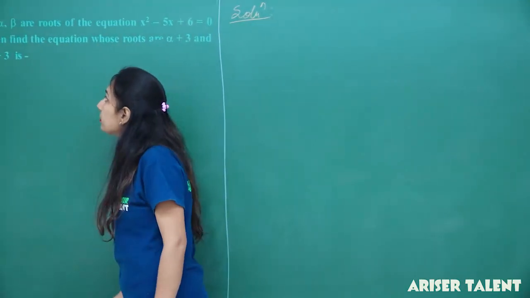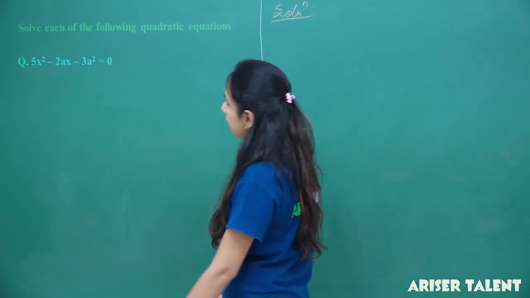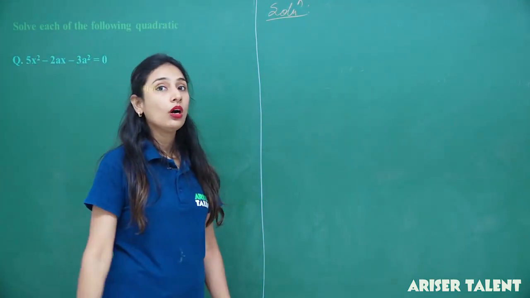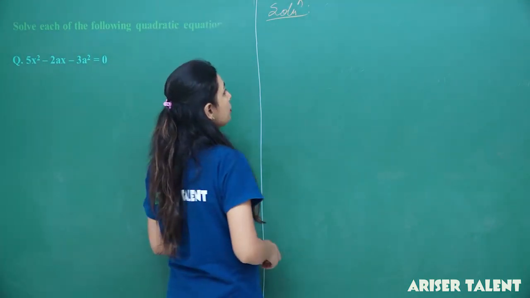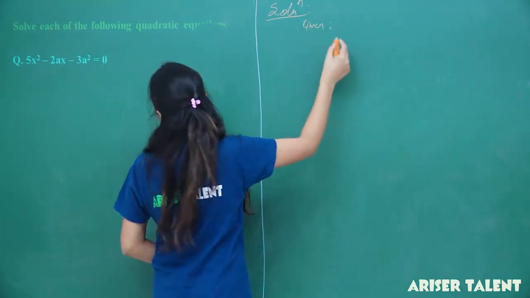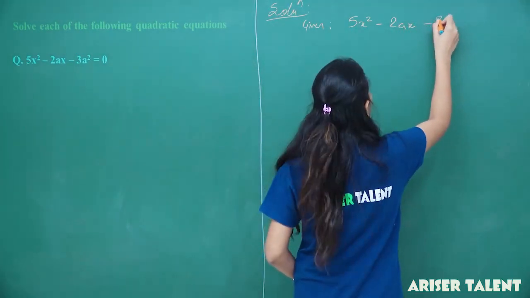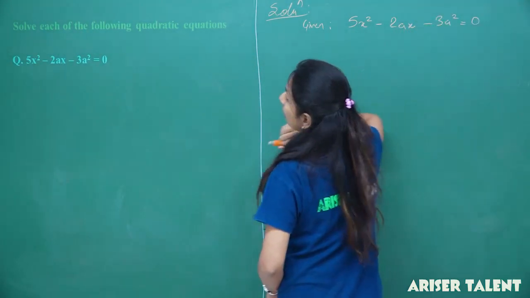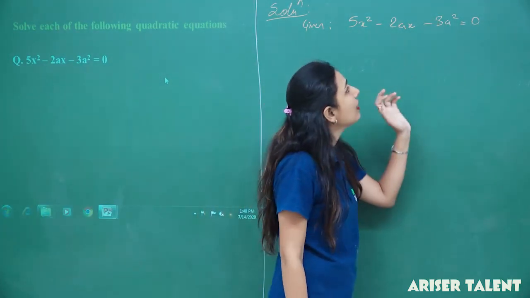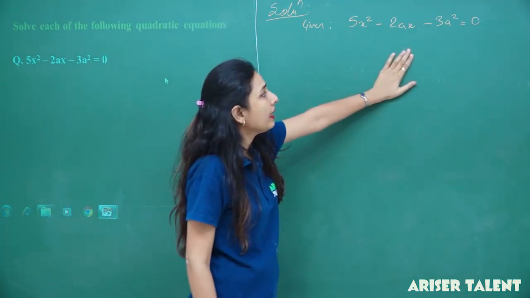Okay students, so next. Solve each of the following quadratic equations: 5x square minus 2ax minus 3a square. Now we know how to solve a quadratic equation. We have done so many questions. So the given equation is 5x square minus 2ax minus 3a square equals 0. Now students, you will tell me, ma'am, here it is 5, but here is 3a square. How will we factorize it?